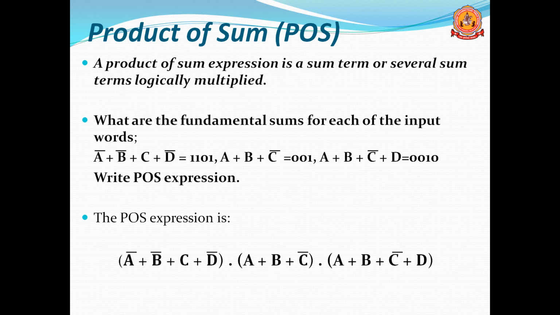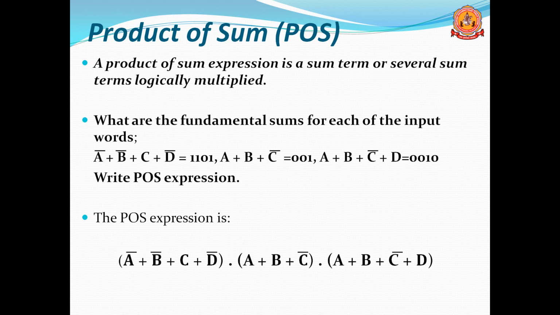So three terms are logically multiplied. You have to logically multiply the three terms. The first is one sum term, the second is a sum term, and the third is a sum term. All these terms are logically multiplied. Then the expression we get is known as product of sum. Product of sum is also known as product of max terms.